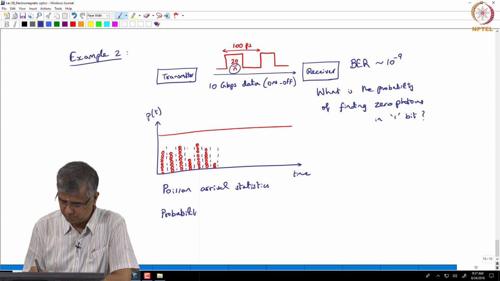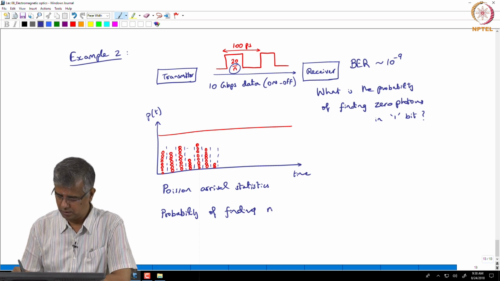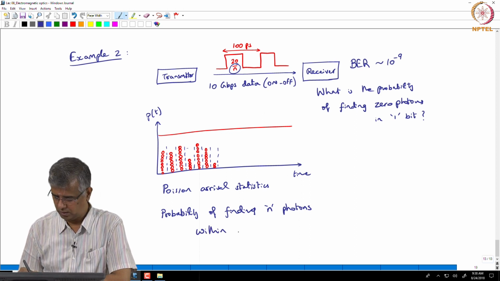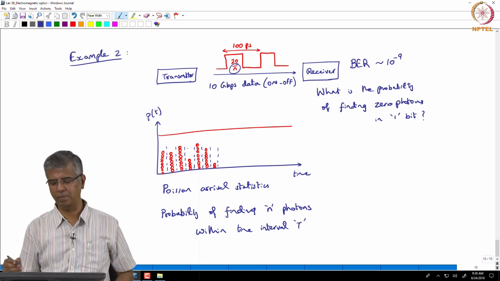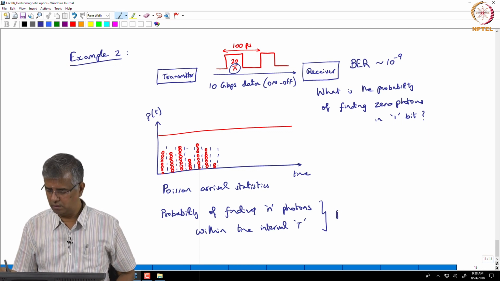the probability of finding n photons within a time interval, in any given time interval, you denote as P of n.